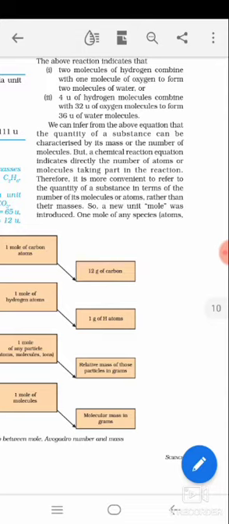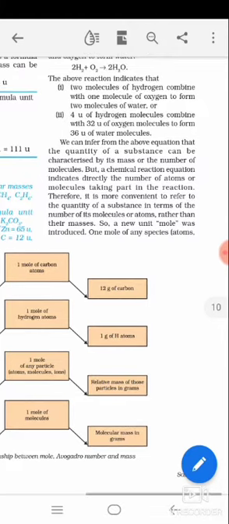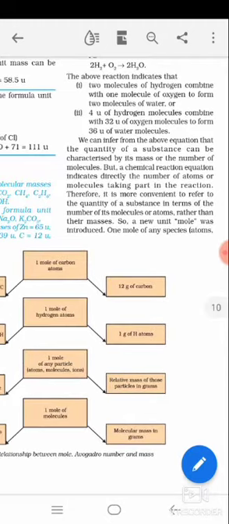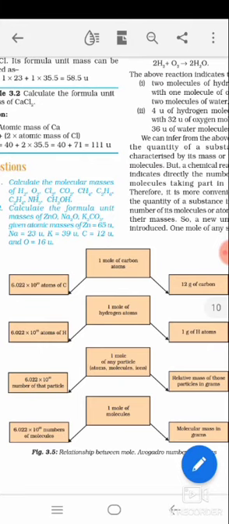So a new unit, mole, was introduced. Why was mole introduced? To describe the quantity of a substance in a chemical reaction in terms of number of atoms or molecules. A new unit is introduced, known as mole, M-O-L-E, and the short form of mole is mol. So 1 mole. What is mole? 1 gram, 1 kilogram.